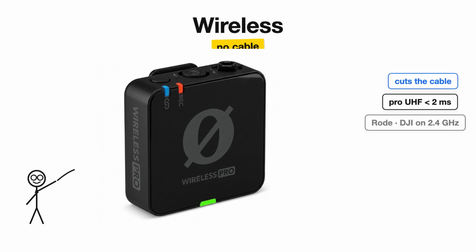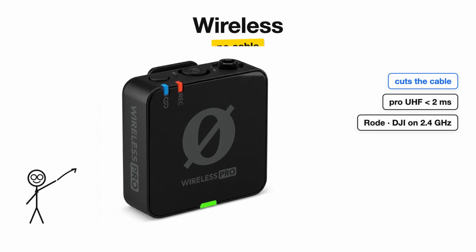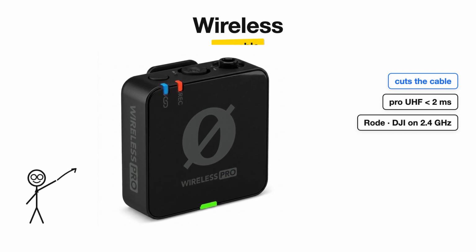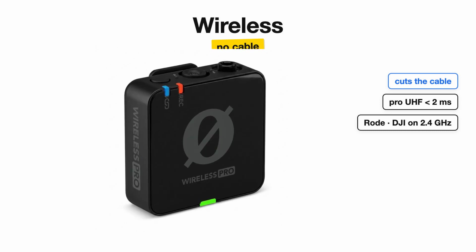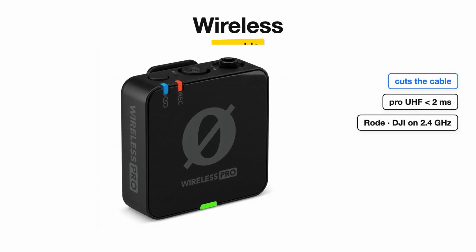Wireless systems cut the cable with a radio transmitter. Professional UHF systems like Sennheiser and Shure have latency under 2 milliseconds, imperceptible. Consumer options like the Rode Wireless Pro and DJI Mic 2 run on 2.4 GHz, the same band as Wi-Fi, which is a trade-off but fine for most content creation.